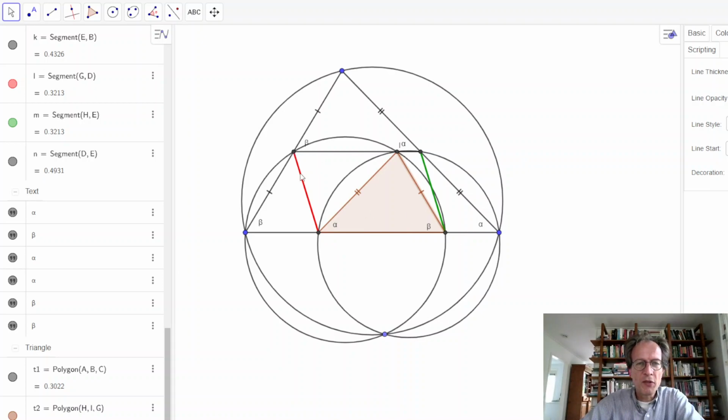So what we have just found is that this quadrilateral is actually a parallelogram, and therefore the line segments red and green are of same length and they are parallel. That's a bonus. But the length proportion red to green is 1 to 1.